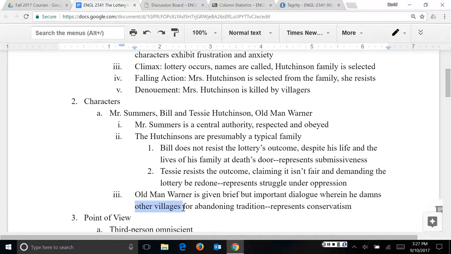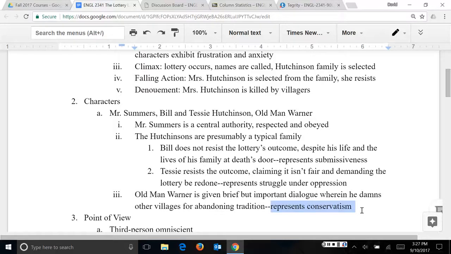He is insulted by their laziness, by their abandonment of traditions, and presumably he represents conservatism. He represents the old money or the old age, and this perpetuating idea of what tradition is.